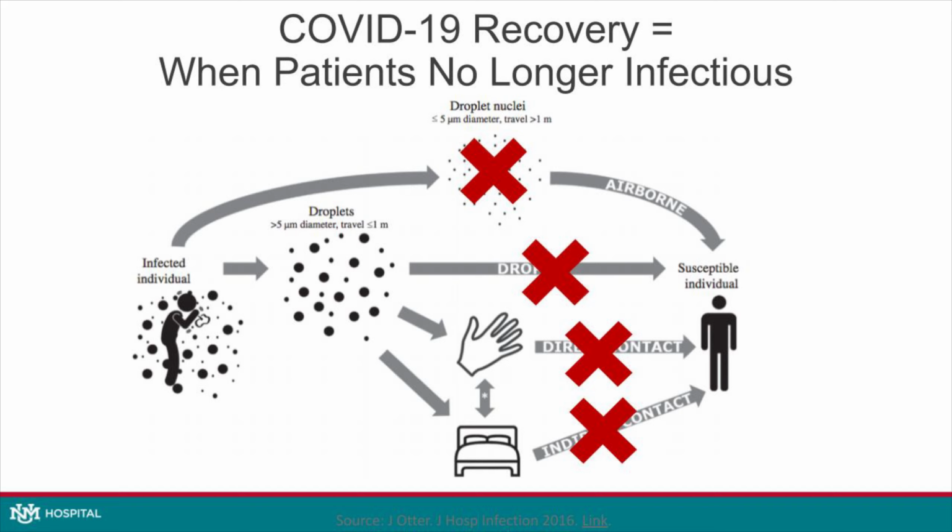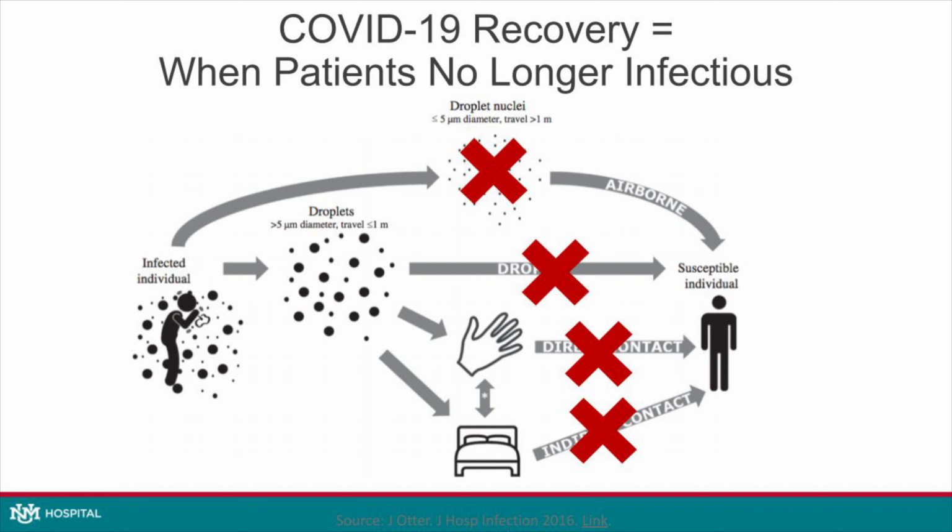It's when patients are no longer considered infectious. An infected individual typically can spread the virus by droplet, airborne, and contact routes of transmission. But when they're no longer considered infectious, they can no longer spread the infection by those routes.